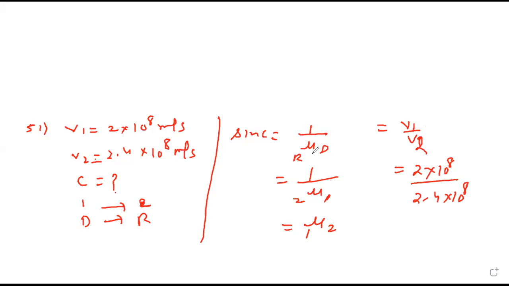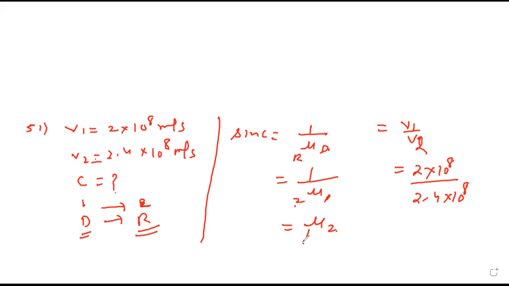Sin C is 1 upon refractive index of denser with respect to rarer, or refractive index is 1 upon sin C. But remember, it is denser with respect to rarer. So first medium is always denser, second medium rarer, for critical angle. So denser is first, this is second. When you take it up, then it will become interchanged.